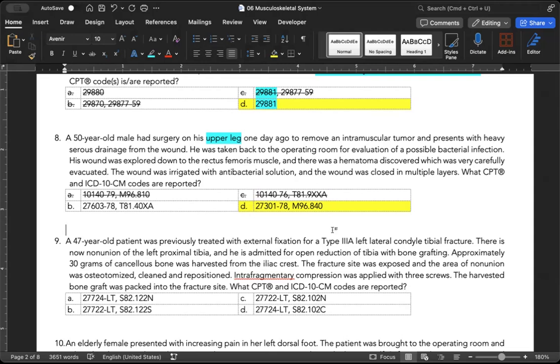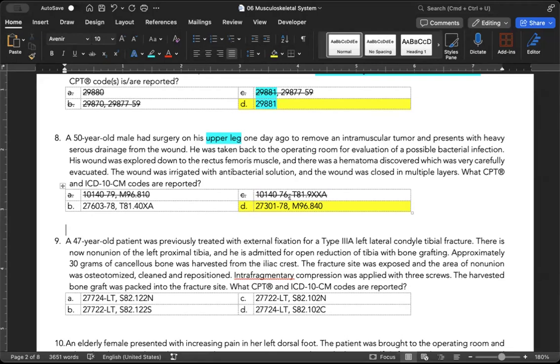Tiffany, just to clarify, you said the upper leg will be considered the thigh. Yep. Whereas your lower leg is going to be your shin and your calf area. Upper leg is going to be your thigh. So if it was a lower leg, it'll be more the shin or the ankle area. Okay. Thank you. You're very welcome.